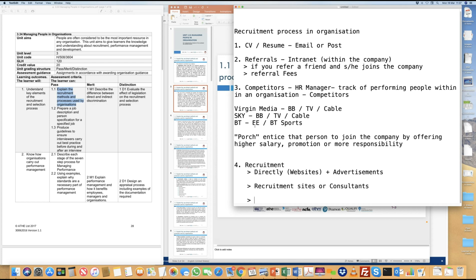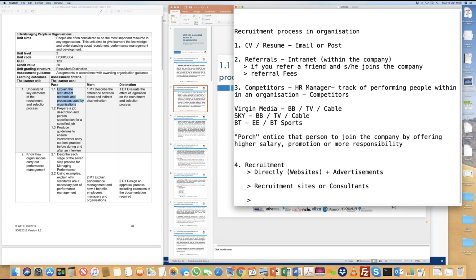So when we look at the process of recruitment, as you can see, it can happen in so many different ways. You can post an advert on your website and people can apply directly. You can look at referrals, which means employees get employees. If you refer a friend or somebody you know who is interested in joining, sometimes the employee gets a referral fee and the employer saves the whole hassle of going through the process of recruitment and selection.